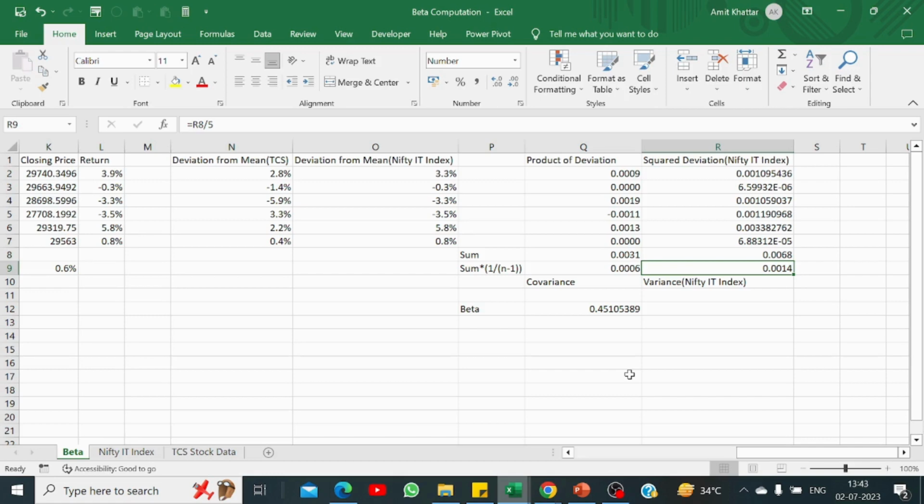Now, since we are using the variance covariance method, our beta computation would be covariance divided by the variance of the Nifty IT index. So I'm getting my beta to be 0.45 for the last 6 months, taking in the monthly return.